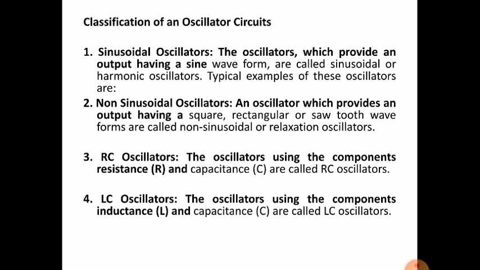To summarize the classification of oscillators: first, sinusoidal oscillators. The oscillators which provide an output having a sine waveform are called sinusoidal or harmonic oscillators. Now, non-sinusoidal oscillators: an oscillator which provides an output having square, rectangular or sawtooth waveforms is called a non-sinusoidal or relaxation oscillator, because relaxation oscillators are produced from a relaxation circuit.